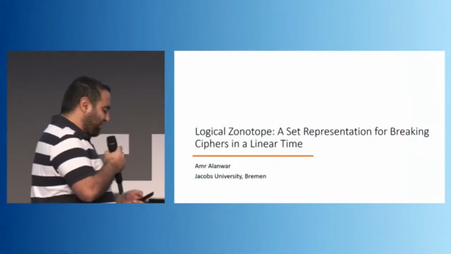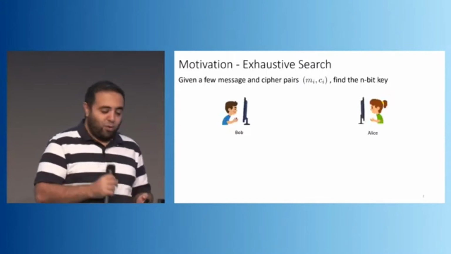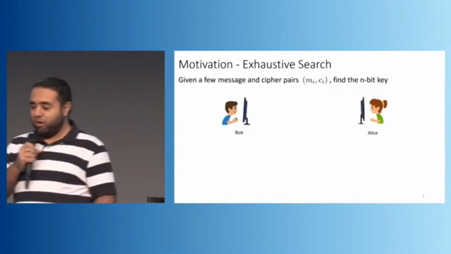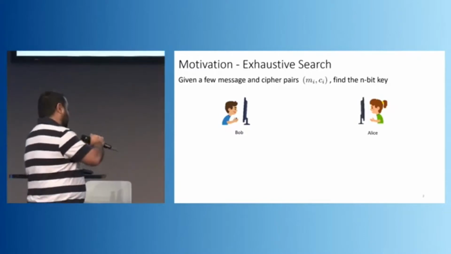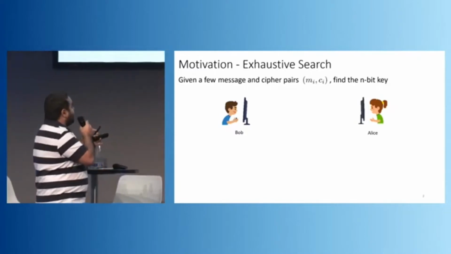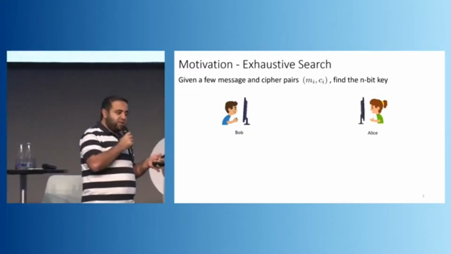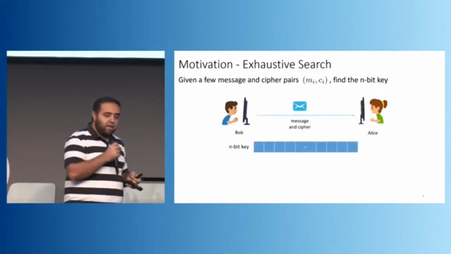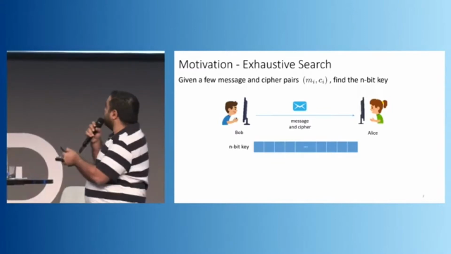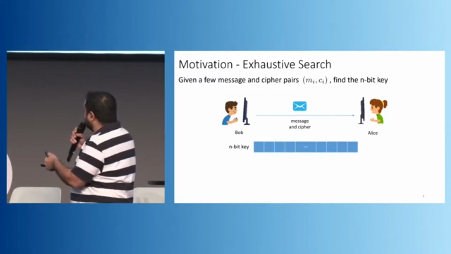So let's get into the details. We consider an ethical hacking problem in which we have a message and the encrypted message, its cipher, and we aim to find the key. Here we have our friends Bob and Alice, communicating over a secure channel, and we aim to find the key that was used to produce the cipher from the message.